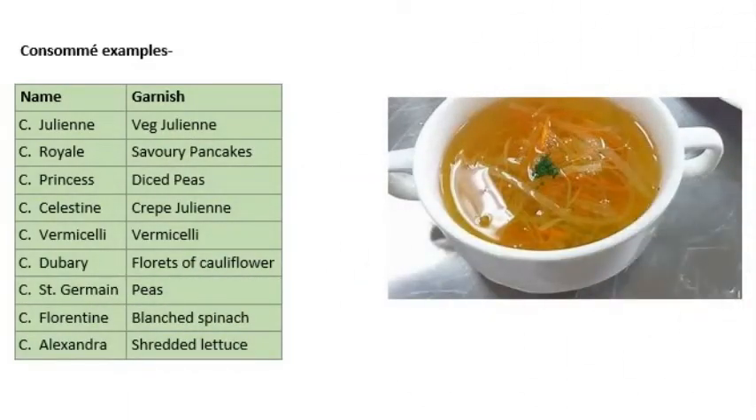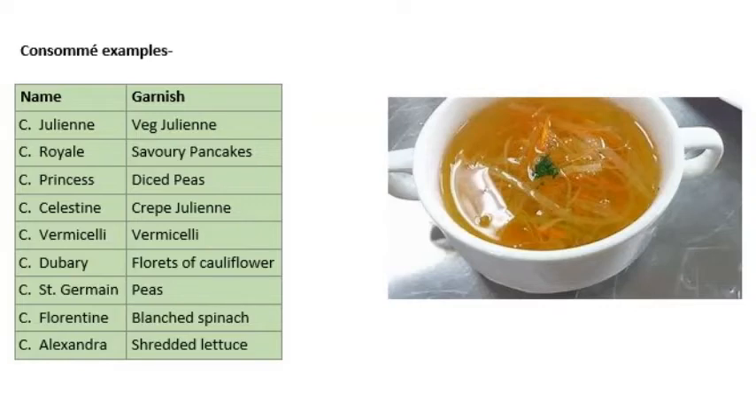So as I said, consommes are named after their garnish. So here's a list of consommes and their garnish. The first one is consomme julienne, garnished with red juliennes. Second is consomme royal, garnished with savory pancakes. Consomme princess, garnished with diced peas. Consomme celestine, garnished with crepe juliennes.